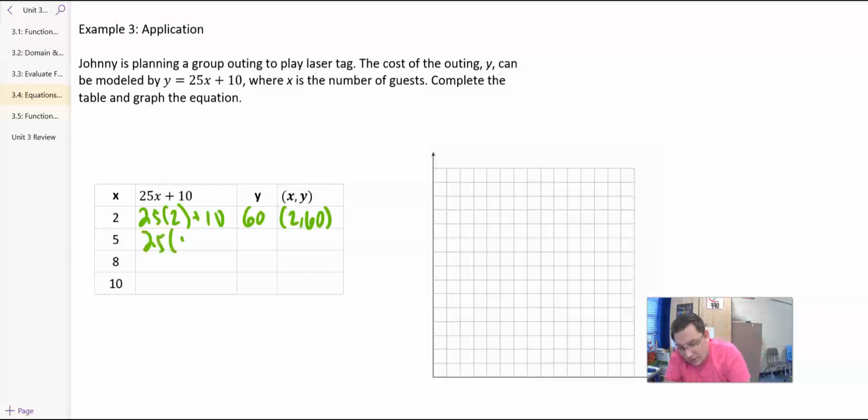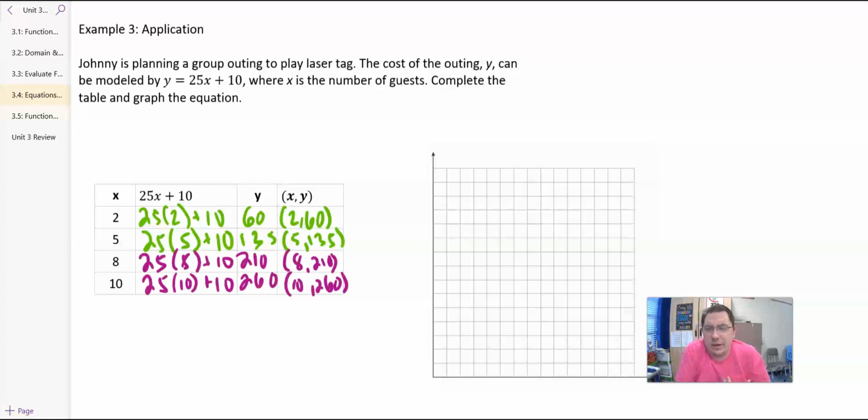Let's see what happens with 5 guests. So 25 times 5, and then adding 10. So 25 times 5 is 125. Adding 10 gives us 135. So this would be 5 guests and $135. Let's try it for 8 and 10. So pause the video and try those two and see what you get.